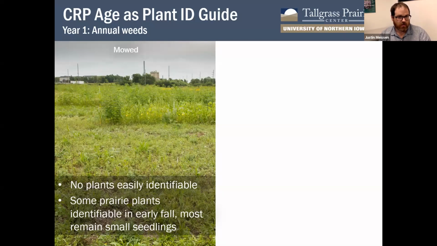However, in early fall, there often are at least a few prairie plants that are identifiable, especially if you hold off on mowing in September. But by and large, most of the prairie plants, while many have germinated and are there on site, are still very small seedlings that are extremely difficult to identify.